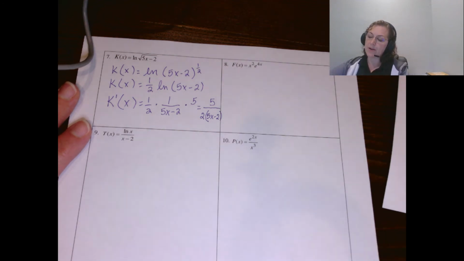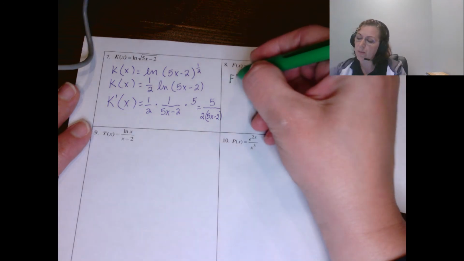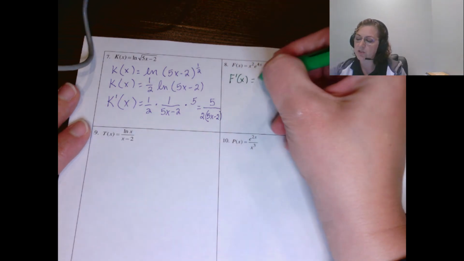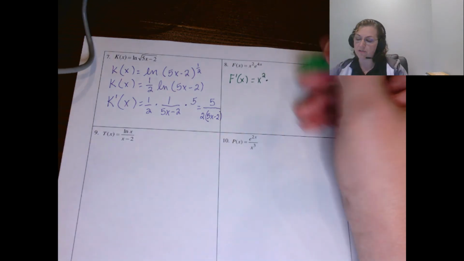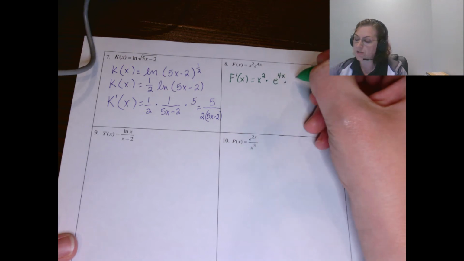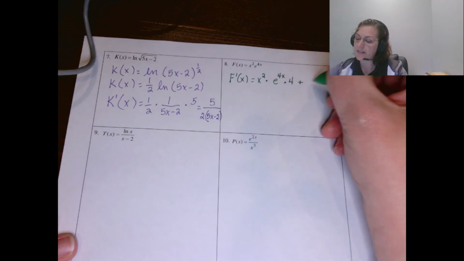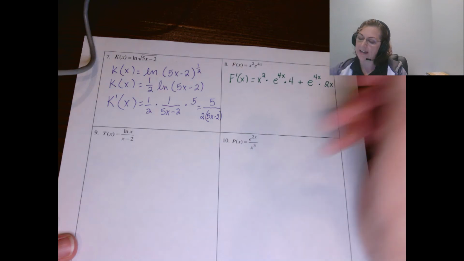Okay, number 8 here, we've got a good product rule going on. So let's do the first, which would be x squared, times the derivative of the second. The derivative of e to the 4x would be e to the 4x times the derivative of 4x, which is 4, plus the second times the derivative of the x squared, which would be 2x.